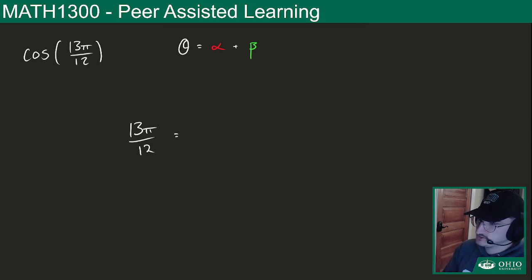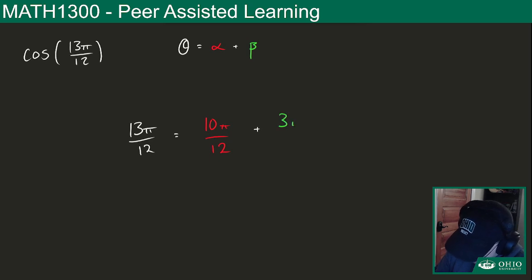And the numbers that pop into my head is, well, I want to think what can be reduced alongside 12, right? And if you separate this 13 into 10 and 3, what you'll notice is these angles actually reduce. And by reduce, I mean the fractions, right? So 10 and 12 are both divisible by 2. This becomes 5 pi over 6. And the beta angle, 3 pi over 12, reduces to pi over 4.